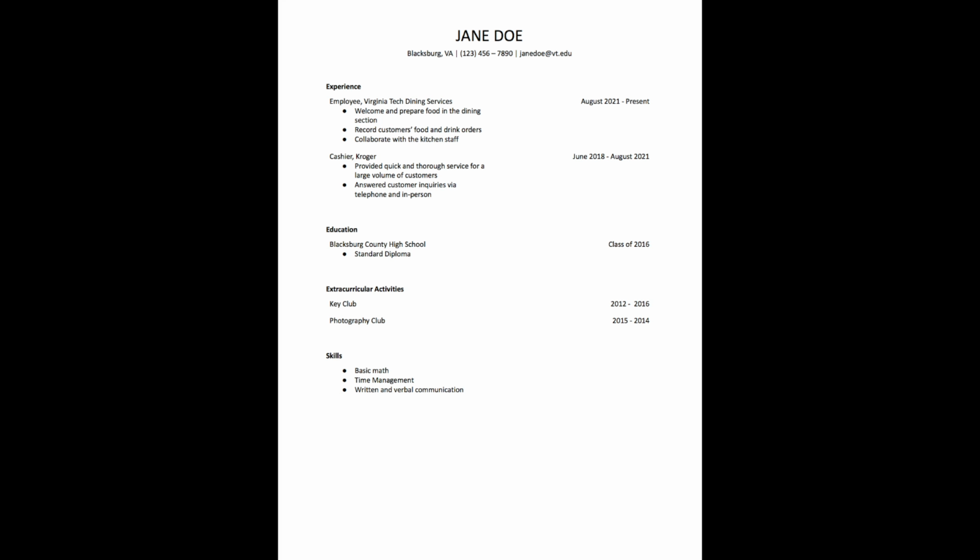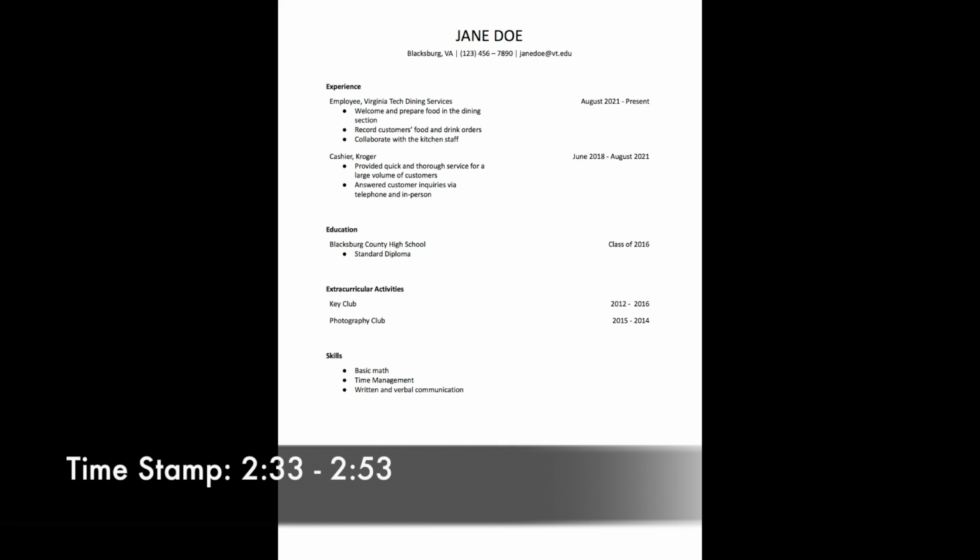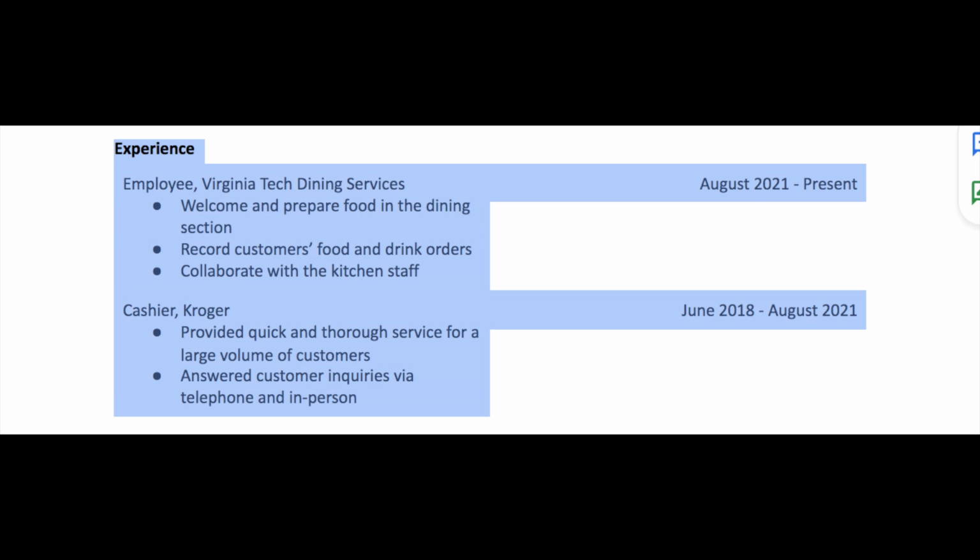There are 4 crucial sections that must be included within a resume: contact information, experience, education, and skills. Contact information has already been discussed between 233 and 253. Experience includes the relevant jobs a person has held. These positions are listed in reverse chronological order, so the most recent position goes first. It is important to include title, dates worked, the name of the company, and its location. Bullets are included to detail the duties and achievements.